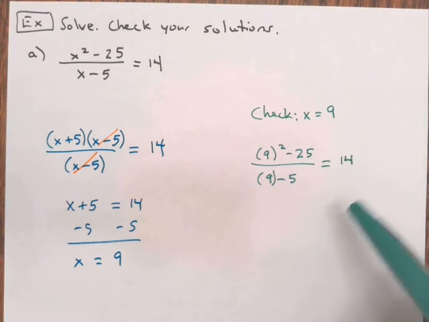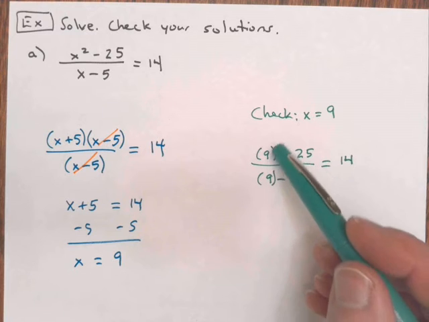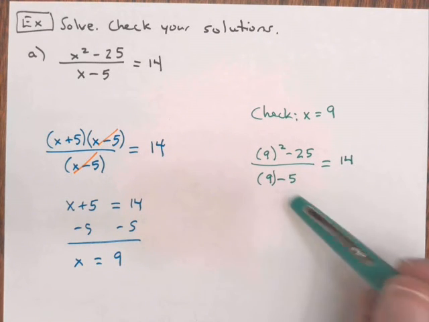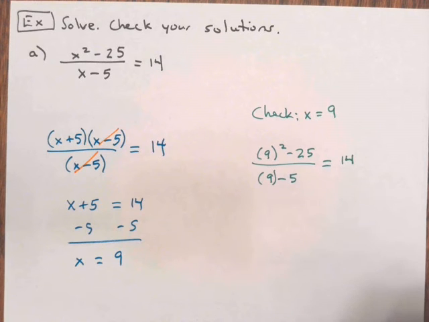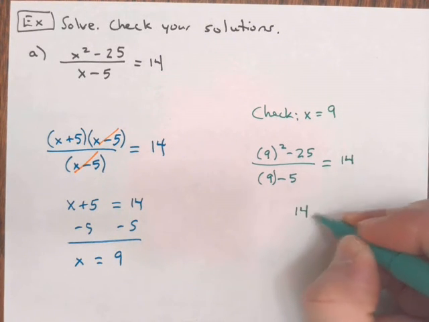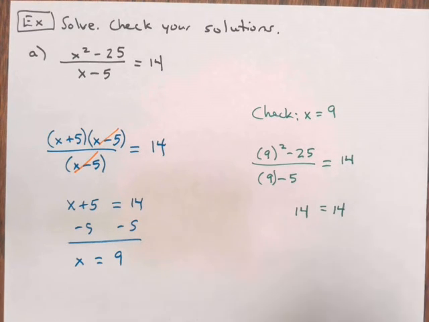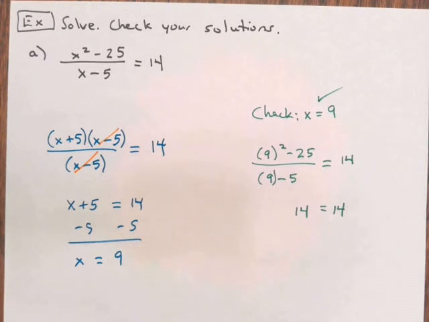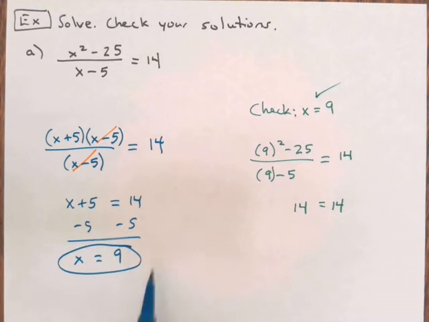So plugging in our 9, we have 9 squared minus 25, which is 81, minus 25, that's 56. And 9 minus 5 on the bottom is 4. So 56 divided by 4, that is 14. So I end up with 14 equals 14. That is definitely a true statement. So that does verify that x is equal to 9. And that is our final answer in that problem.